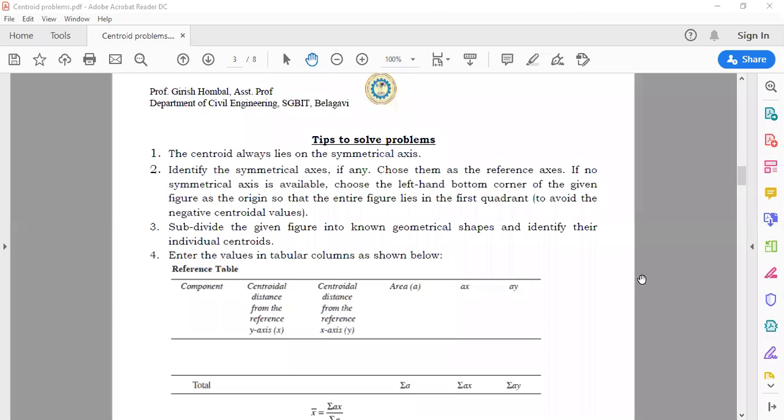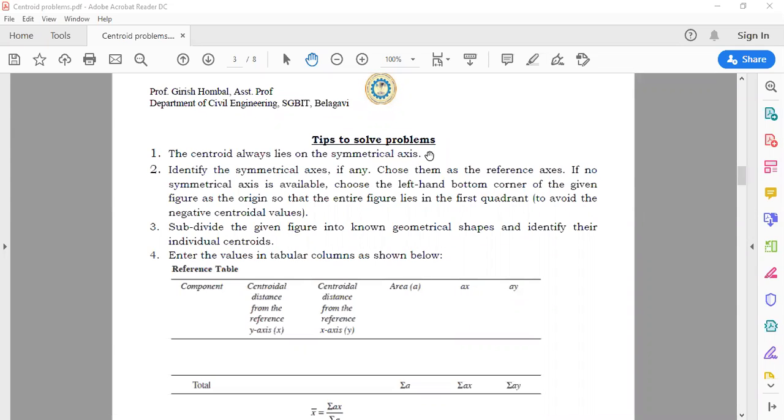Welcome back, students. So now we are going to see some of the points which are to be remembered when you are solving the problems with respect to centroid. Now, the first point which is to be remembered is the centroid always lies on the symmetrical axis. First we need to understand what is symmetrical axis. I'll give you a best example of identifying a symmetrical axis, that is your book itself.